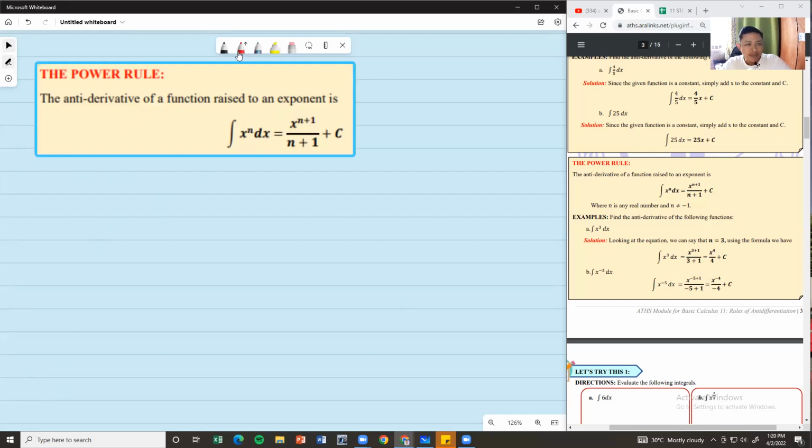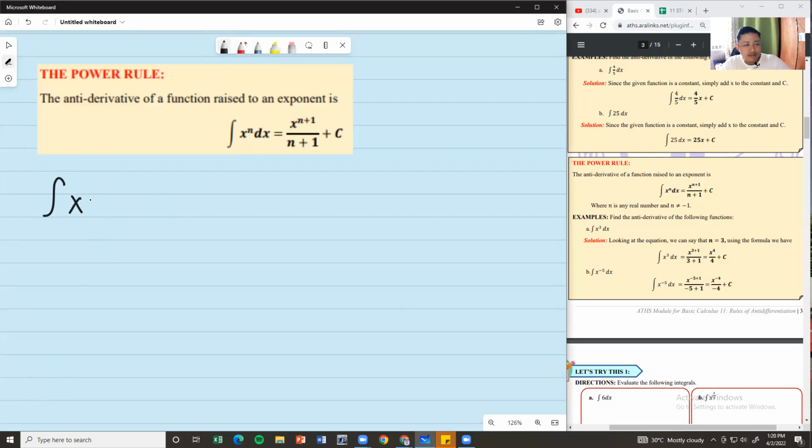For example, we have the integral of 3x, X muna, para simple lang muna. X squared dx. Ayan. So, how do we do this? Ayun, kuwang-kuha ni LJ. Very good. We need to add 1 in our exponent. So, that becomes x cubed. Okay. And then, over n plus 1.